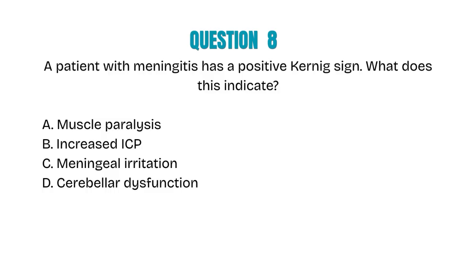Question 8. A patient with meningitis has a positive Kernig sign. What does this indicate? A. Muscle paralysis. B. Increased ICP. C. Meningeal irritation. D. Cerebellar dysfunction.